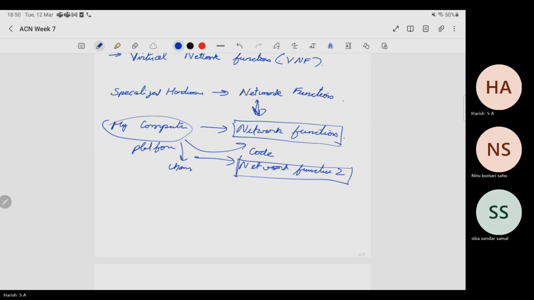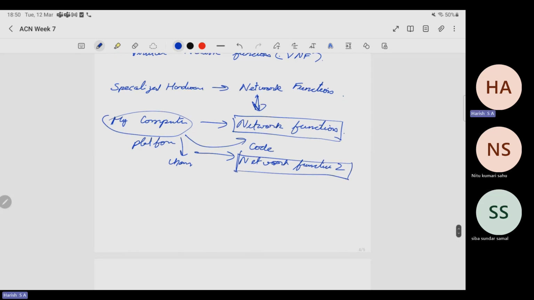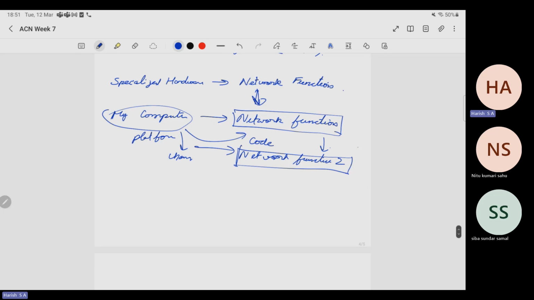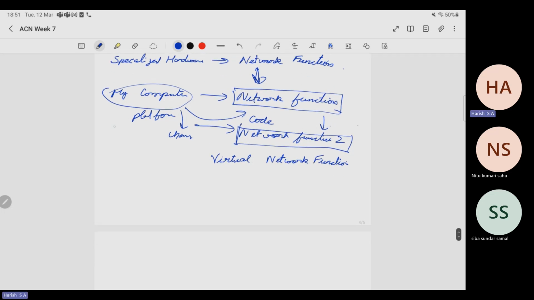Might be network function 1 or 2, right? By 1 or 2, I mean you can modify it. So basically you can rapidly change things and also make new network functions. That is what this is. So basically what we've created here is a virtual network function, correct? And when you talk about these specialized hardware, right?